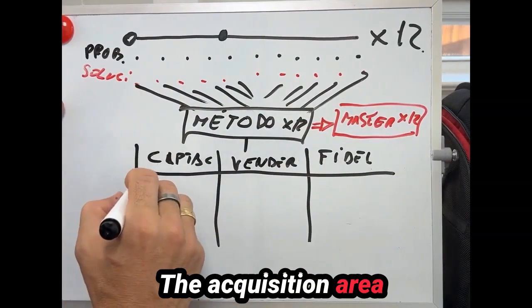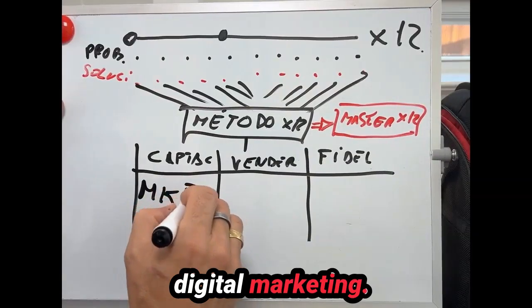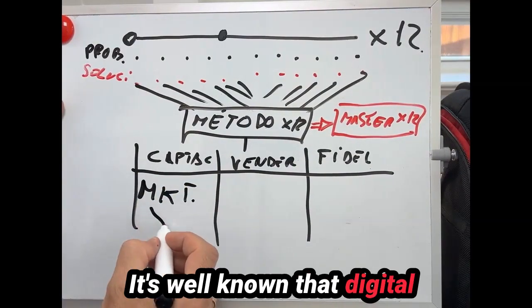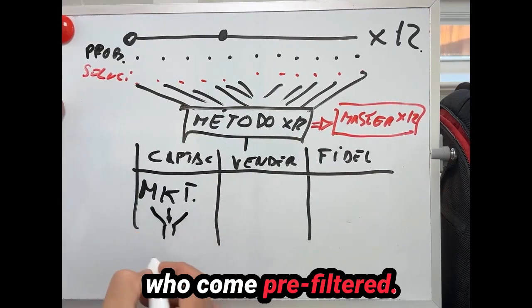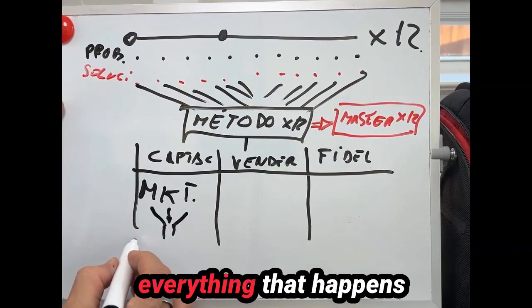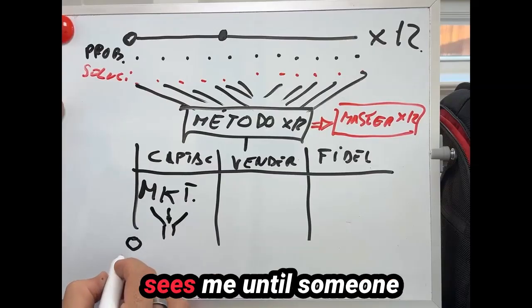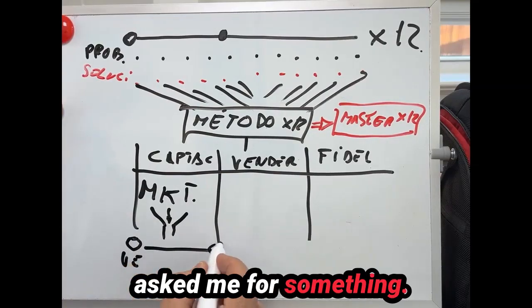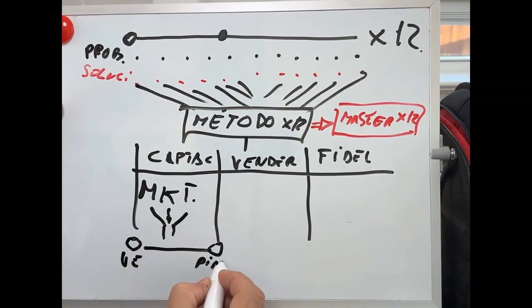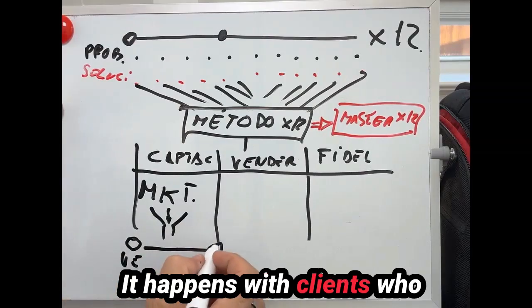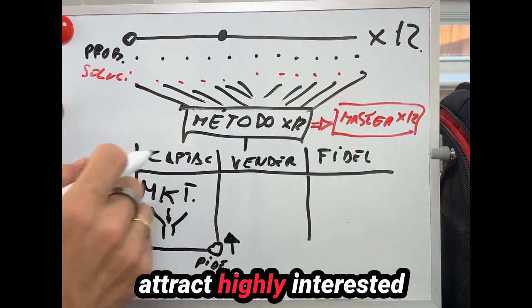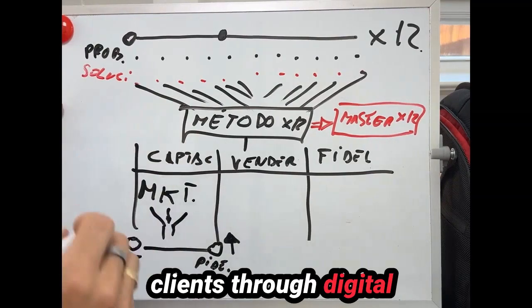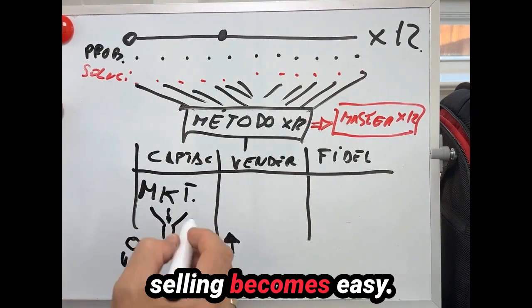The acquisition area will be handled through digital marketing. It's well known that digital marketing with a good funnel is where you get clients who come pre-filtered. It's the essence of everything that happens from the moment someone sees me until someone asks me for something. It happens with clients who have a high level of interest. When you manage to attract highly interested clients through digital tourism marketing, selling becomes easy.